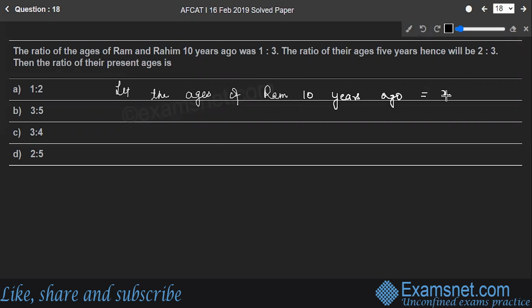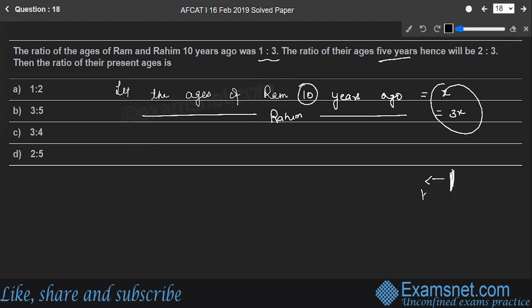Ten years ago will be x, then that of Rahim will be 3x, because the ratio is 1:3. And it says the ratio of their ages 5 years hence, that is after 15 years. This is their current age. This one is their ages 10 years ago, and this one is their ages 5 years ago, right?